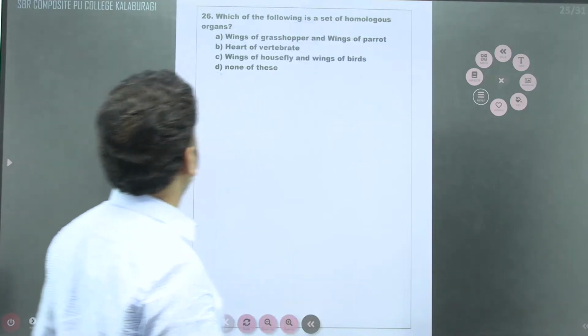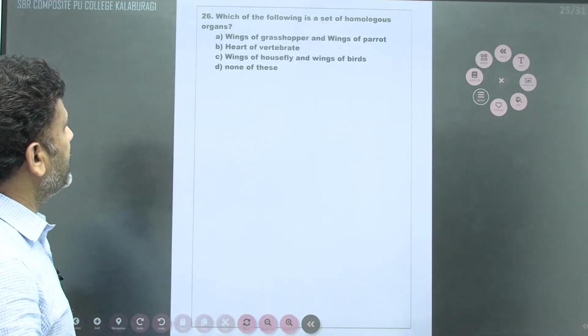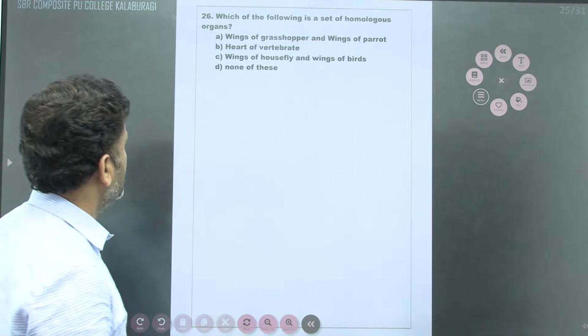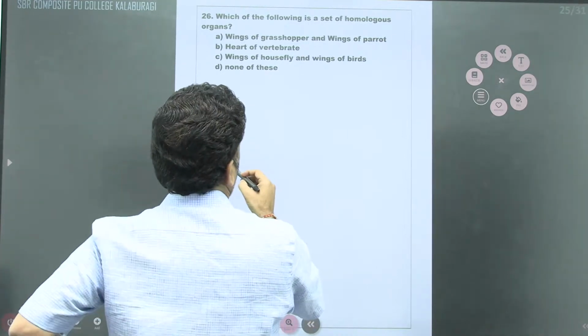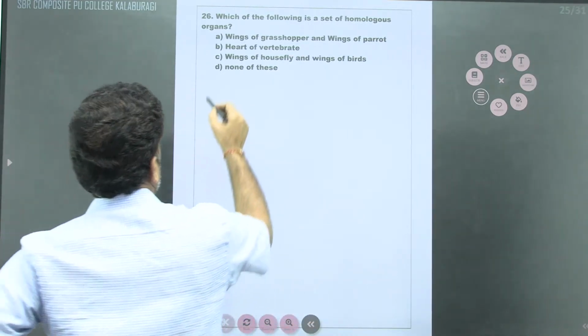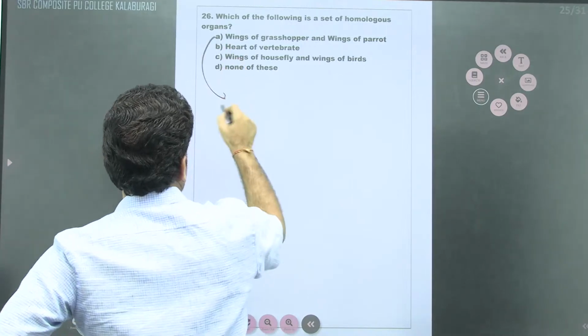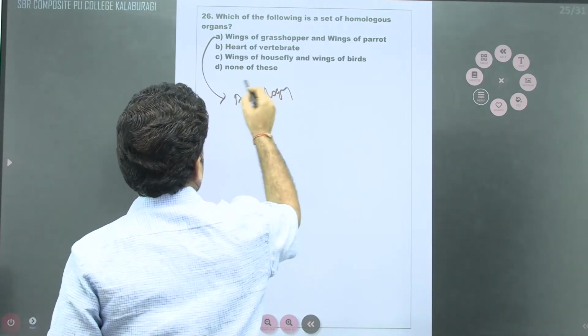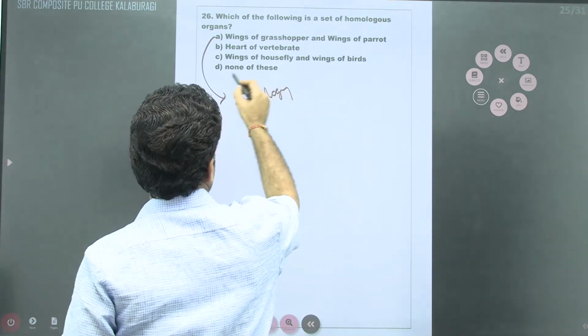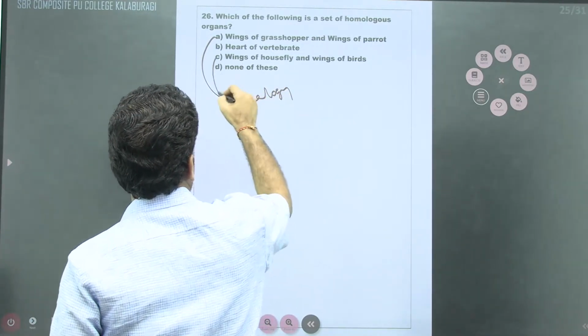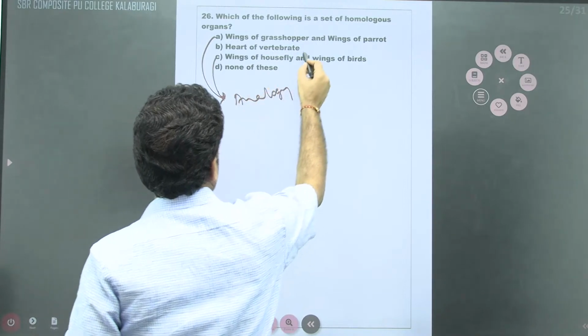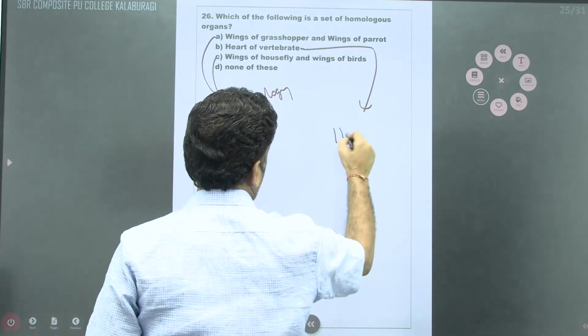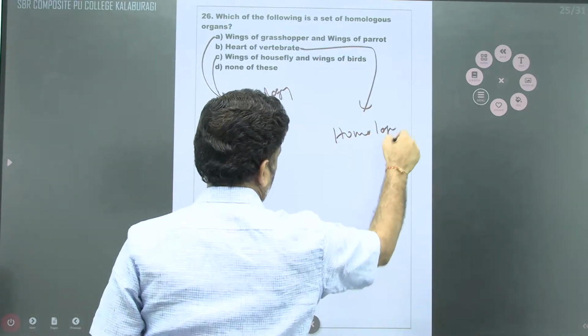Next, which of the following is a set of homologous organs? The wings of grasshopper and wings of parrot are the best example for analogy, not homology. The wings of housefly and wings of birds are also an example for analogy. The heart of vertebrates is the best example for homology.